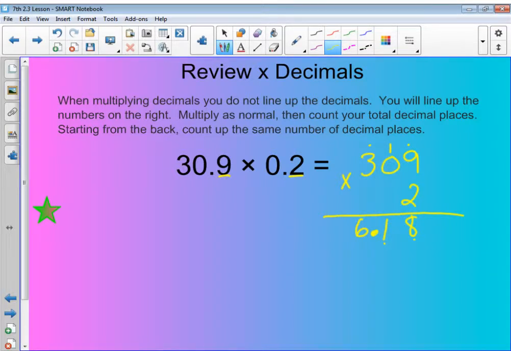That is something that is a review. What's new today is if we had added maybe a negative to one of these numbers or to both, we would then have to go back and review those skills of how do I decide if my answer is positive or negative? Well, here we'll count the negatives. So if I had just one negative in front of the 30.9, that would make my answer a negative answer because there's one negative. If we had 2 negatives, both numbers were negative, 2 negatives make a positive, so then that would make this a positive 6.18.